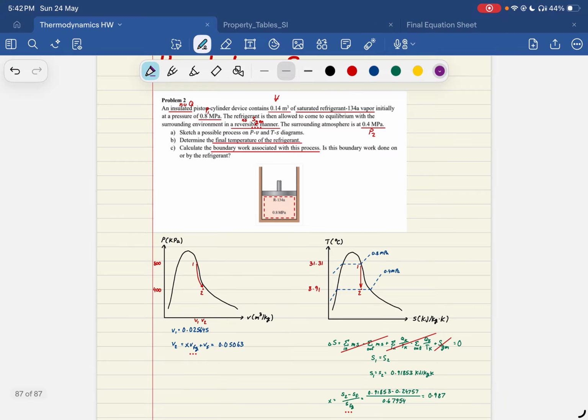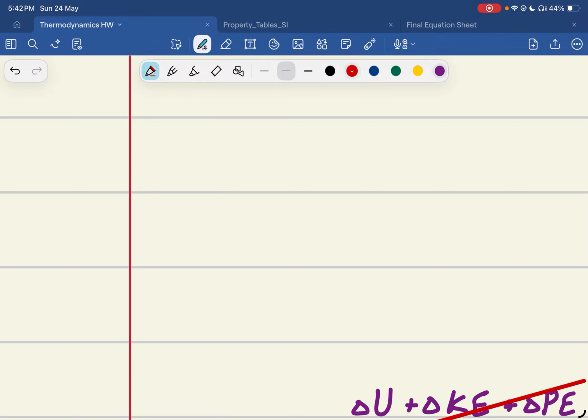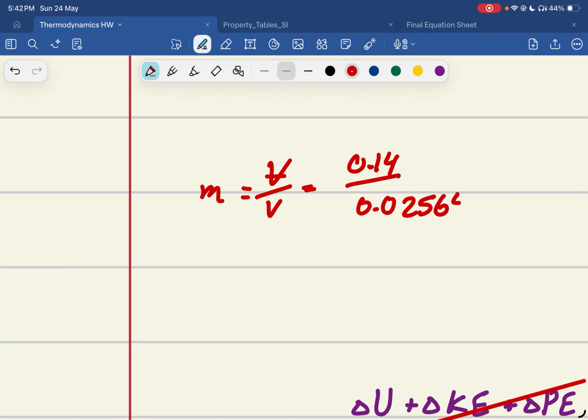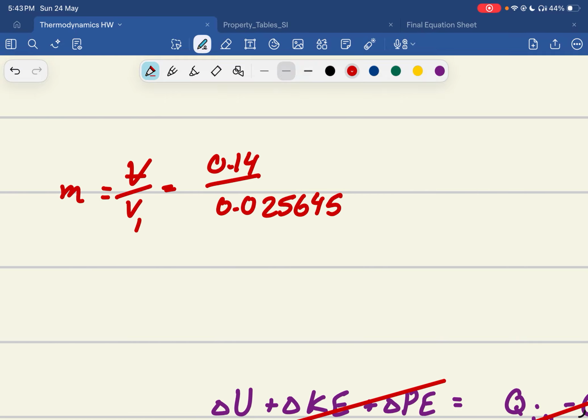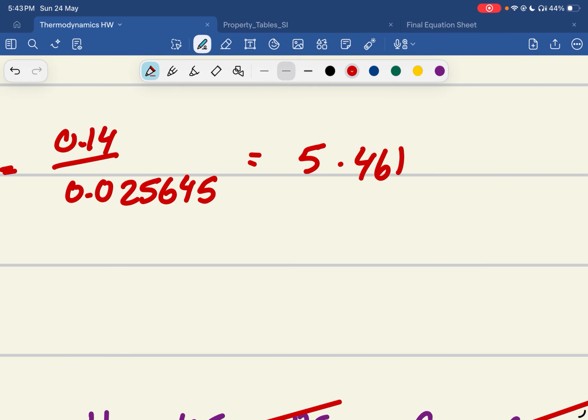Do we have the mass? We don't have the mass. We calculate the mass from the specific volume: the mass equals volume over specific volume, so 0.14 over 0.025645, which is V1. That would give us 5.46 kilograms.